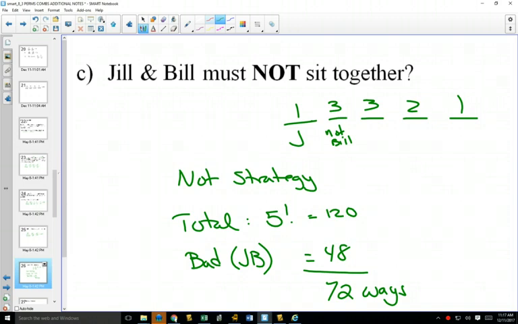So this is the grouping strategy. When things need to be put together, you can group them together, and often these strategies get put together. Like here we have the not strategy and the grouping strategy combined together, because it was easier to count how many ways Jill and Bill were together and subtract it from the total.